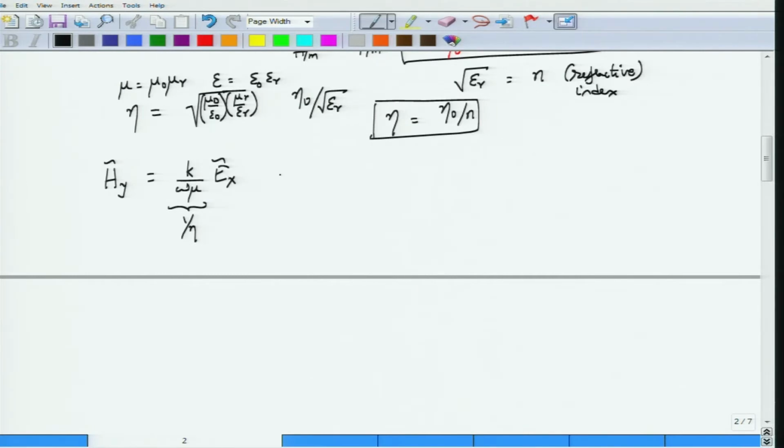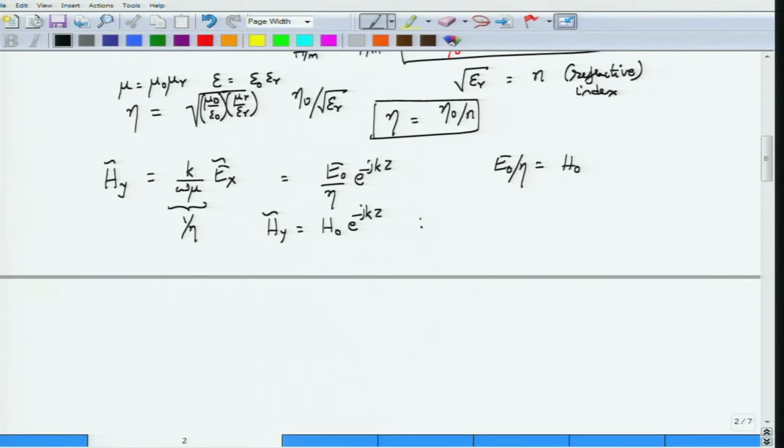But what is Ex phasor? Ex phasor is E0 e power minus jkz, right. So this is your phasor for Hy written in terms of the amplitude of the electric field. If you want, you can redefine E0 by eta as some H0 and then write down the corresponding expression. So you will have Hy phasor given by some amplitude H0, which is related to the electric field amplitude E0 as E0 by eta, times e to the power minus jkz.